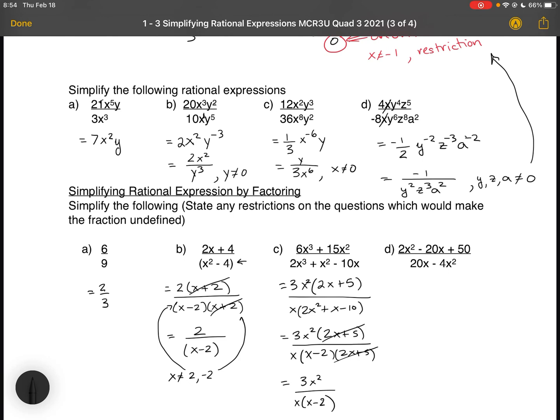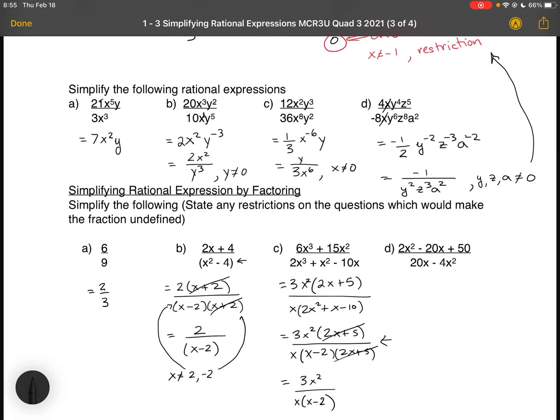And then I'm going to state my restrictions. So again, I'm starting here before I've done any canceling. And my 3 values that x can't be are the values that would make the denominator 0. So those values would be 0, 2, and minus 5 over 2. I'm solving for the answer that would make each of those brackets in the denominator 0.